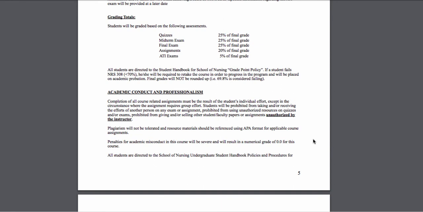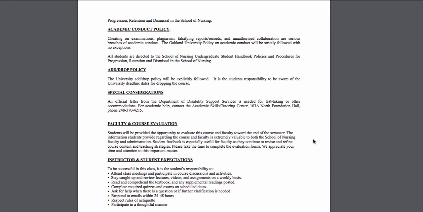A lot of this is through your School of Nursing undergraduate handbook and university policy and procedures. Same thing, add drop policies. This is the university policy, so take a look at that. The special considerations, I went through that in Part A. You can look at that. Faculty and course evaluations, as I mentioned in Part A, you'll be provided the opportunity to evaluate the course and the faculty towards the end of the course, and I do recommend that you do that.